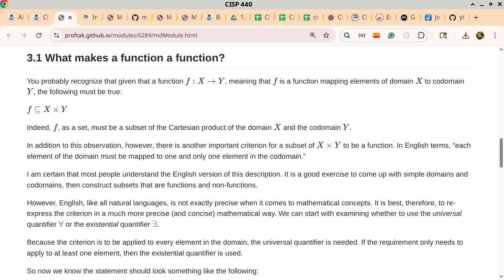So there's a big difference between what is a necessary condition versus what is a sufficient condition. In this case, f being a subset of the Cartesian product between x and y is a necessary condition. In other words, if f is not a subset of the Cartesian product between x and y, forget it. f cannot possibly be a function mapping from domain x to codomain y. Are we doing okay so far in terms of using those terms of what is a necessary condition? Okay, all right.